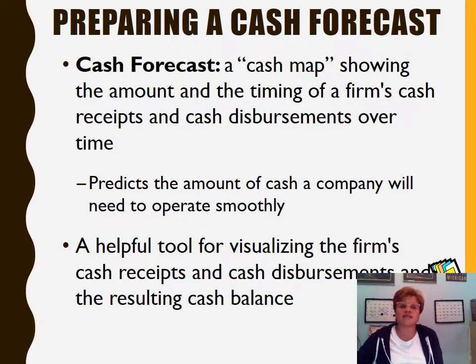A cash forecast is a cash map. It's showing the ins and outs of the firm's cash receipts and cash disbursements over time, right? It's predicting the amount of cash the company is going to have and need in order to operate the business smoothly. It's all about focusing on what my roadmap looks like three months from now. Am I going to have sufficient cash? If not, then what's the plan for managing and having cash available?